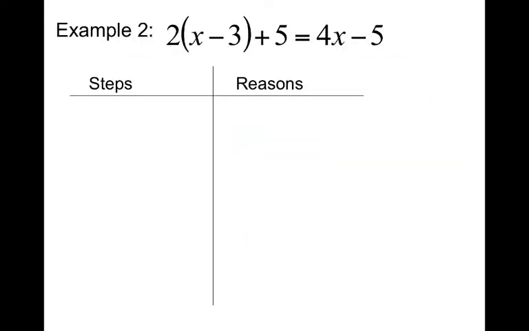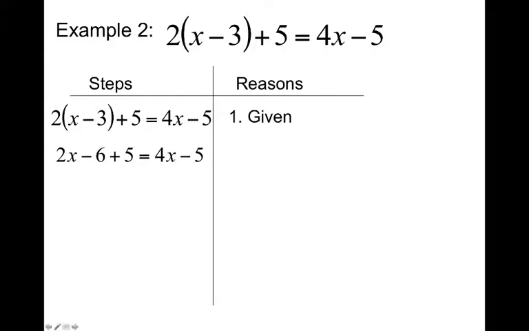Okay, so for this one, again, first thing we're going to do is write down the equation and the word given. And then obviously we need to distribute that 2. So we got to get rid of those parentheses. So distribute the 2, that gives me 2x minus 6, and then everything else stays the same. So that reason that I would say is the distributive property.